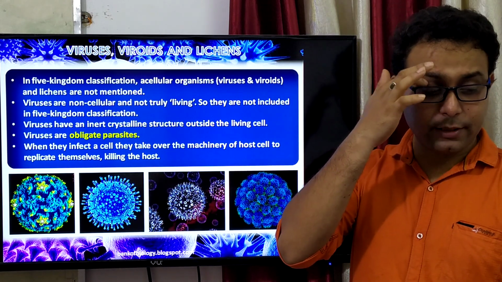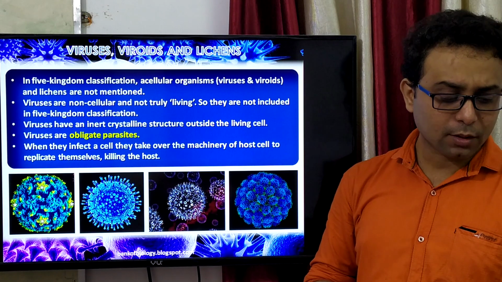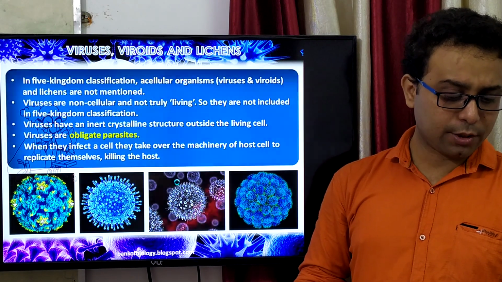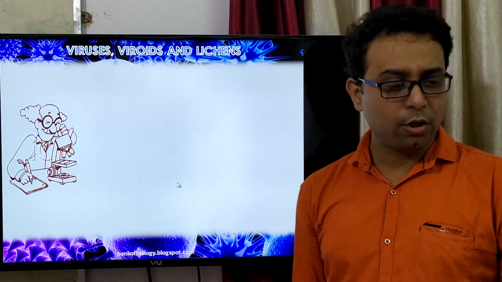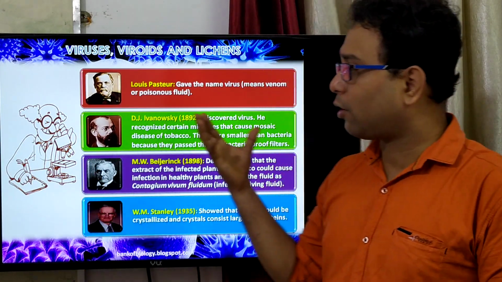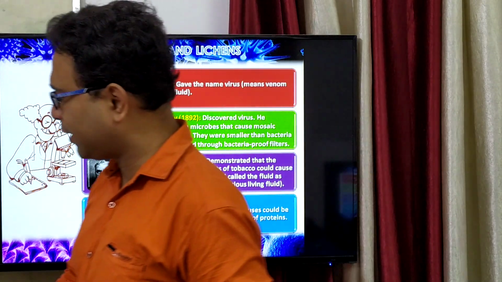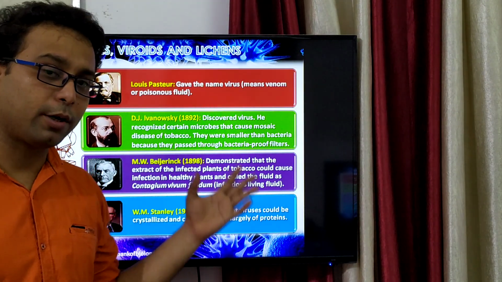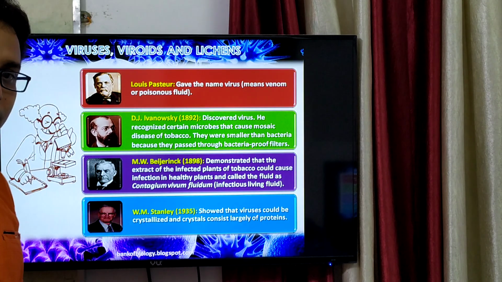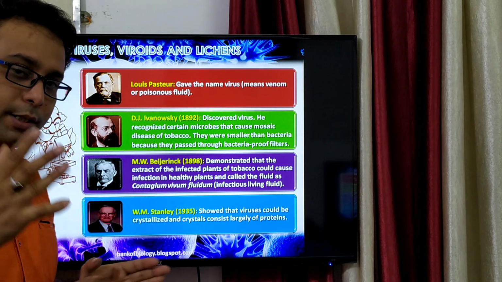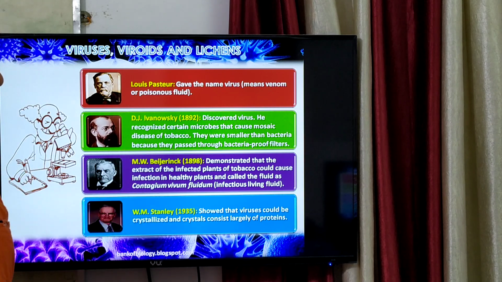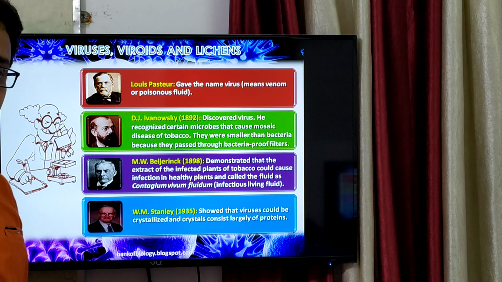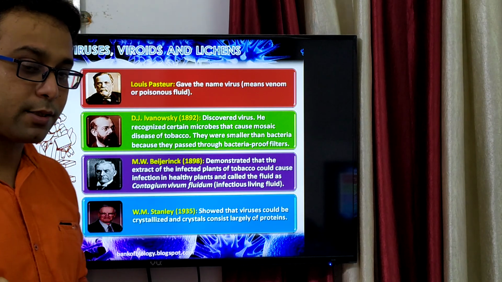But you know, the virus is a very interesting topic because it has lots of significance in nature. So it is required to do research on the virus, and different scientists research that particular topic. The most important information about the virus for your NEET is all present in your NCERT books. Number one, Louis Pasteur gave the name virus, which means a venom or poisonous fluid. That means it is very dangerous.